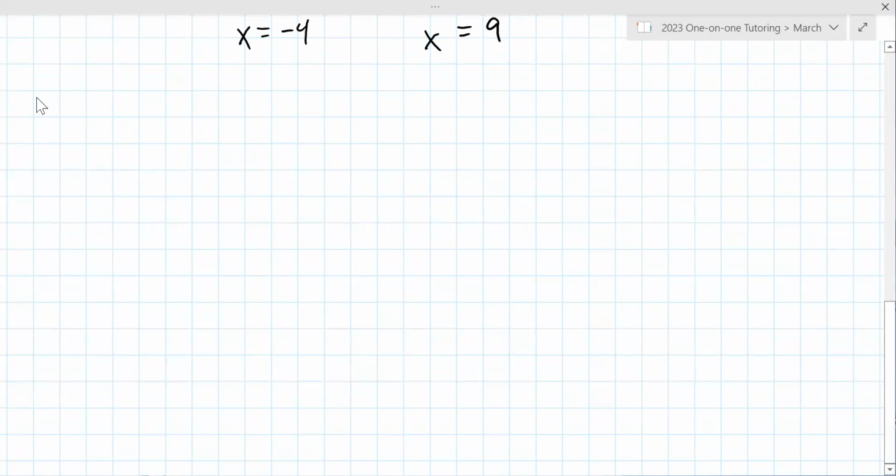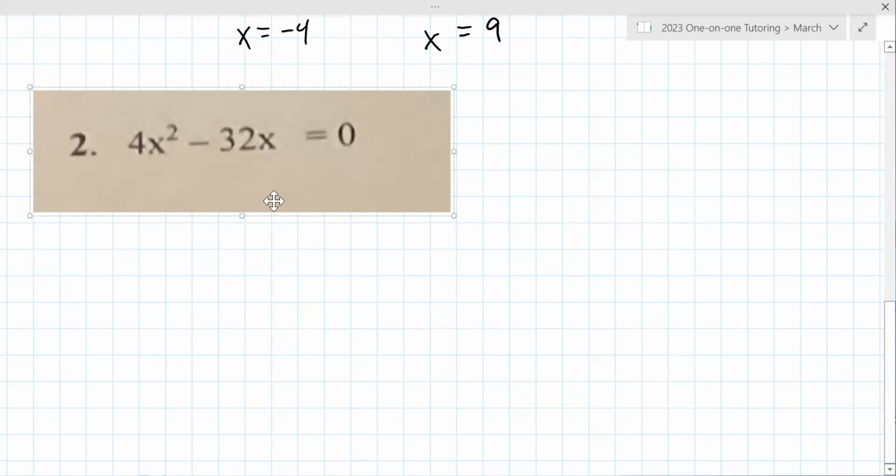Great. All right, let's look at number 2. 4x squared minus 32x equals 0. It kind of looks like the last one because it's got an x squared, but there's only 2 terms. They both have an x in it. This is a GCF factoring. So between 4 and 32, what is the GCF? What's the biggest number that goes into both? 4. 4x. And then the x goes with it.